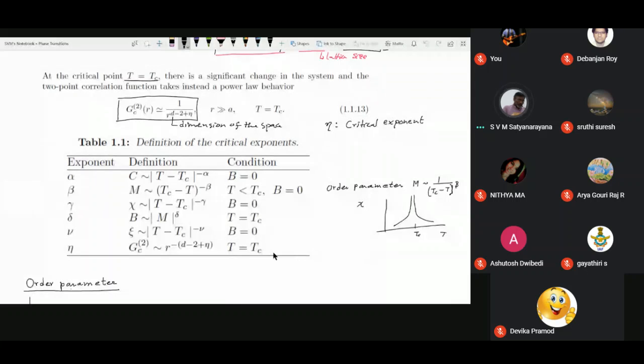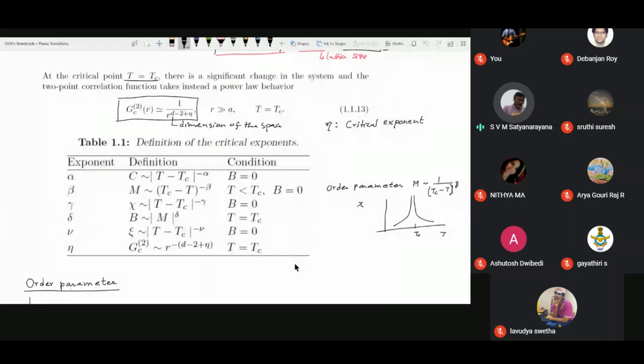A minute. Okay. So alpha, beta, gamma, delta, nu, eta. As far as the second order phase transition of some systems is concerned, these are the exponents. It turns out that they can be obtained experimentally, and it has been an experimental fact that you can establish the values of these exponents from experiments.